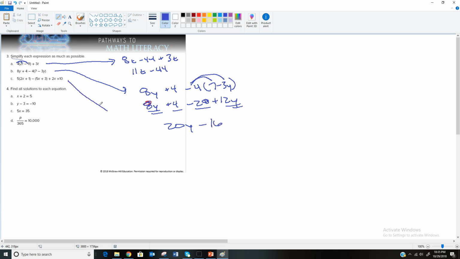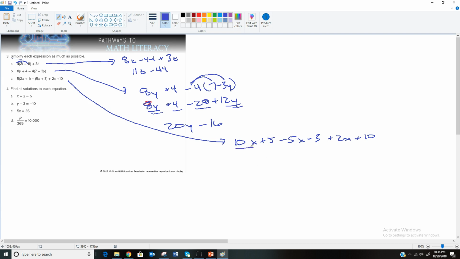On this one, we've got two sets of parentheses, so we have to get rid of both of those first. So distributing through the first one, we have 10x plus 5. And then distributing this negative through the second set of parentheses gives us minus 5x minus 3. Then at the end we have a plus 2x and a plus 10 that are just kind of hanging off there on the end.